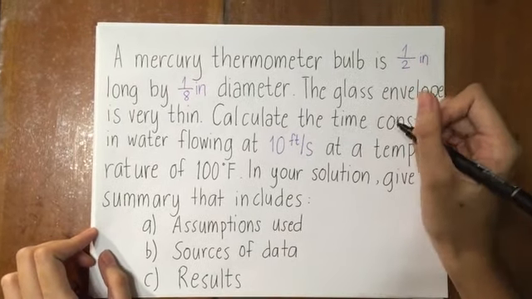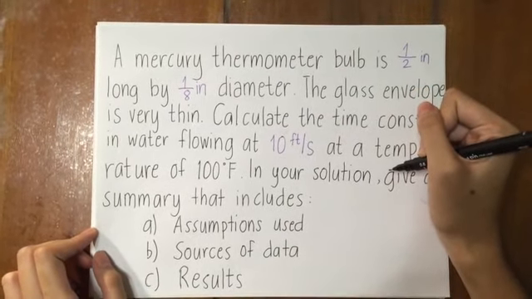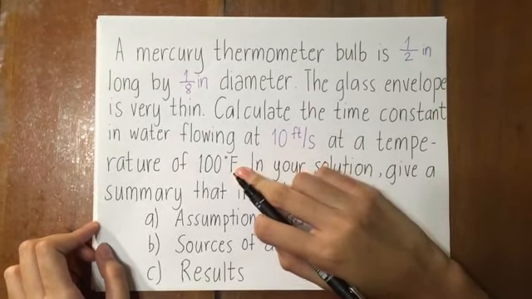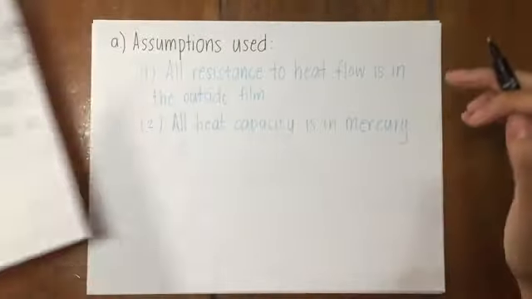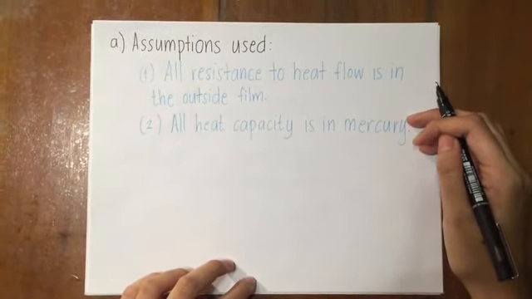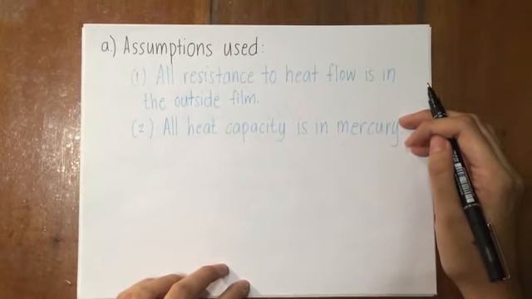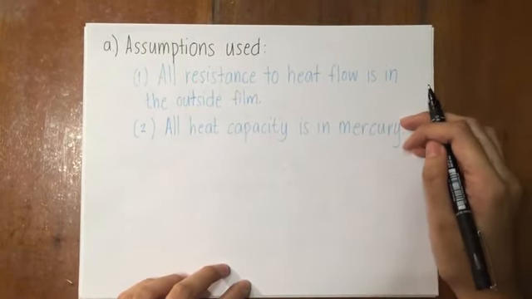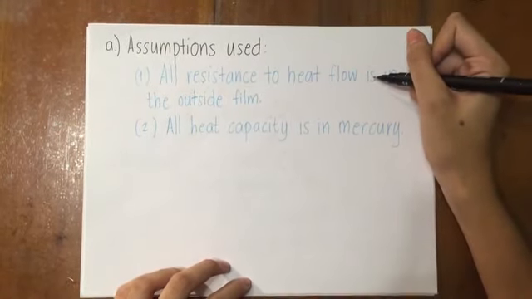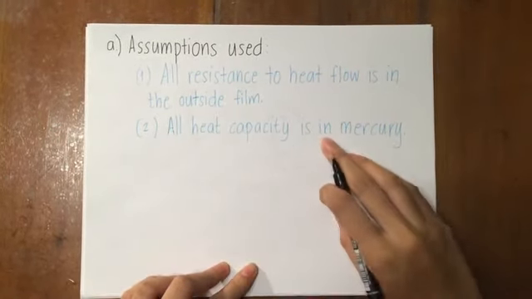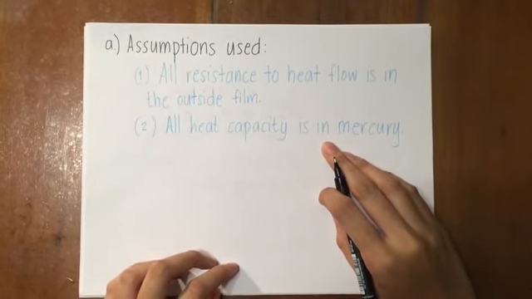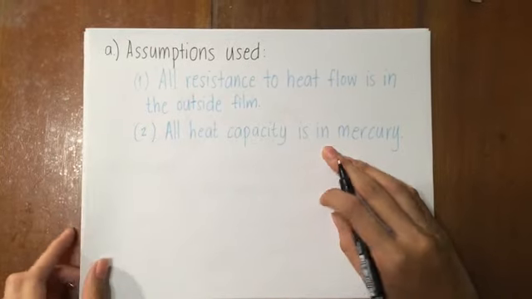Our problem is to calculate the response, or the time variation of the thermometer reading, for a particular change in the fluid temperature at 100 degrees Fahrenheit. In this analysis, the following assumptions will be used. First, all resistance to heat transfer resides in the film surrounding the bulb. That is, all resistance to heat flow is in the outside film. Next assumption is that all heat capacity is in mercury. Furthermore, at any instant, the mercury assumes a uniform temperature throughout.